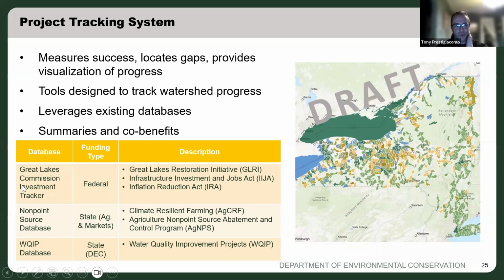Some of the databases that we have access to now are here in this little table: through the GLRI, the Infrastructure Investment and Jobs Act, Inflation Reduction Act on the federal side, the non-point source database from Ag and Markets through those two programs, and the DEC's database for WQIP. And so it's getting there. We've made good progress last year. We're making continued progress this year.